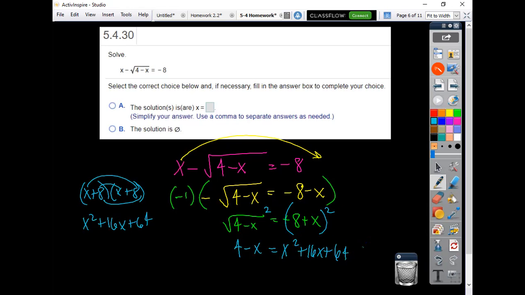And we move everything to one side. So if I add an x over here, that's going to be 15x. And if I subtract this 4 over here, that's going to be 60.